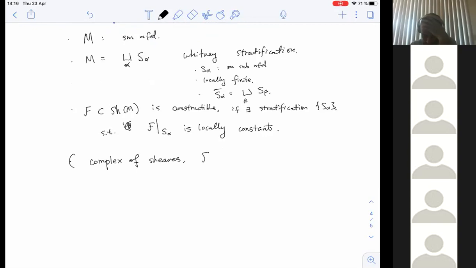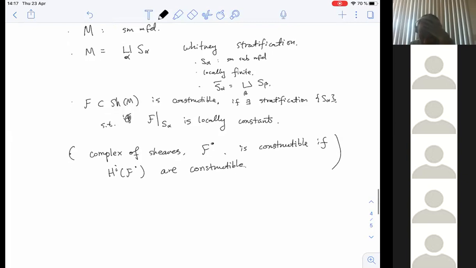So usually denoted F is constructible if the cohomology of those sheaves are constructible sheaves themselves. So really, when I say a sheaf, it possibly means the DG category of cohomologically constructible sheaves.